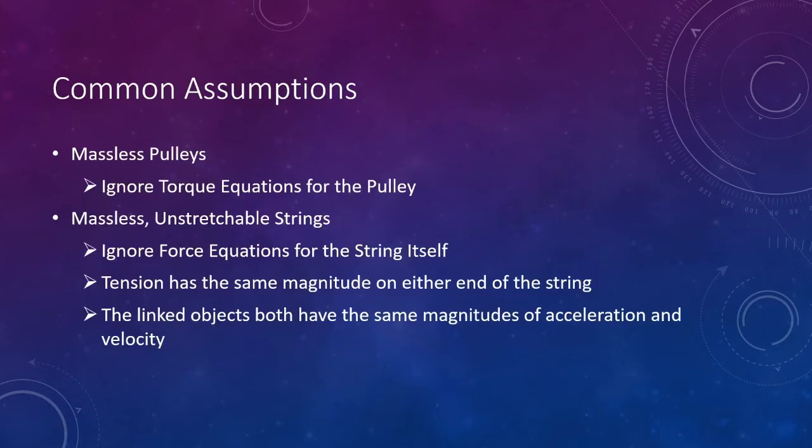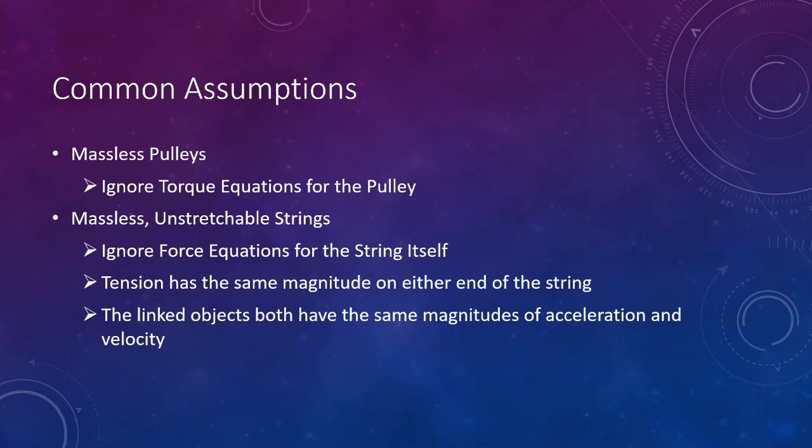In these sorts of problems, there are a number of assumptions that you can normally make, especially in early physics. Starting out, pulleys can be treated as massless. When you have massless pulleys, you don't need to worry about the torque for the pulley itself. You can just worry about the two moving objects. And another common set of assumptions that you can make are that the strings or ropes are massless and unstretchable. And so this has a number of important implications.